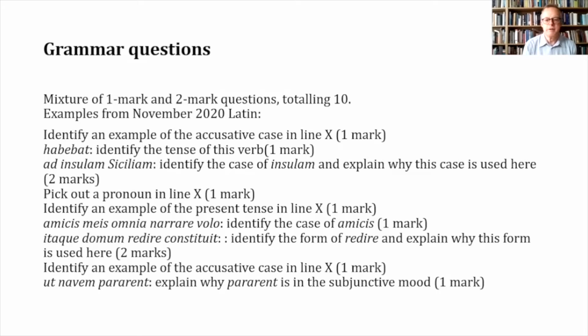Find an example of the accusative in a particular line. Explain why parent is subjunctive. Well, it's an indirect command. We'll come back actually to that when I get to the examiner's report a bit later, because there is a slight issue with that, I think.